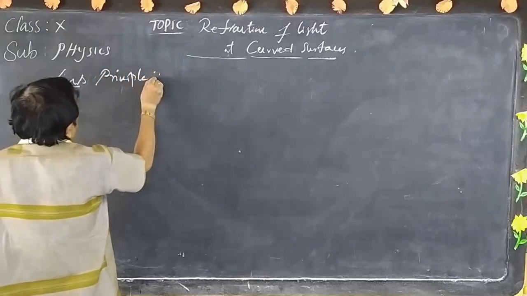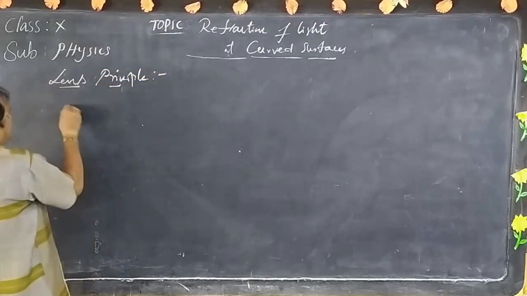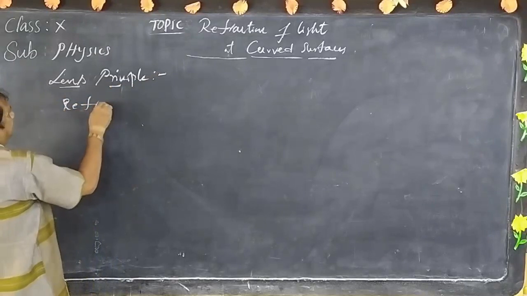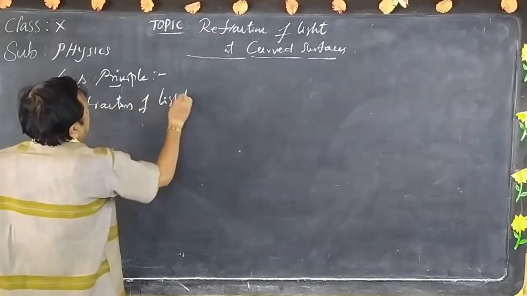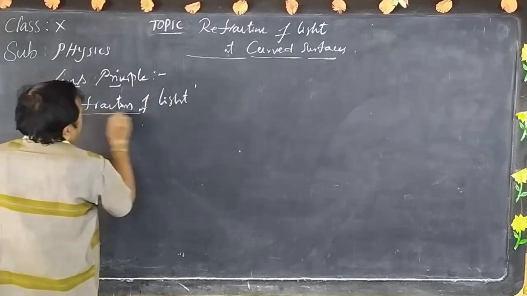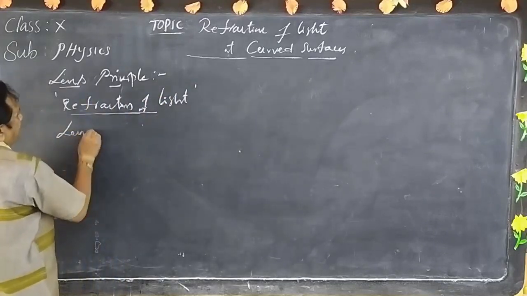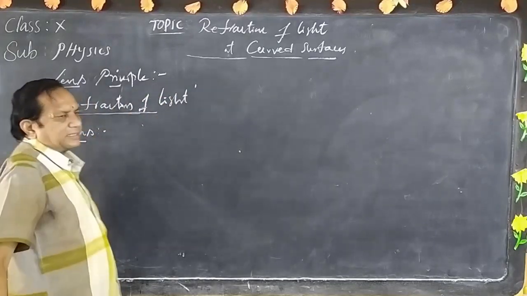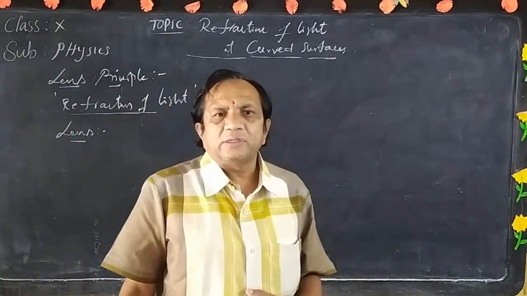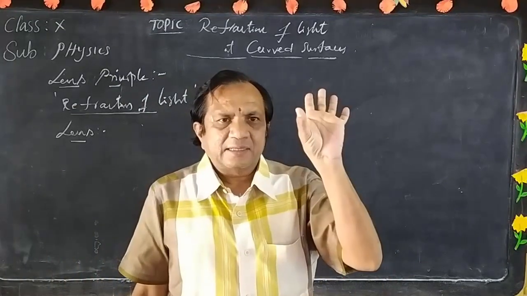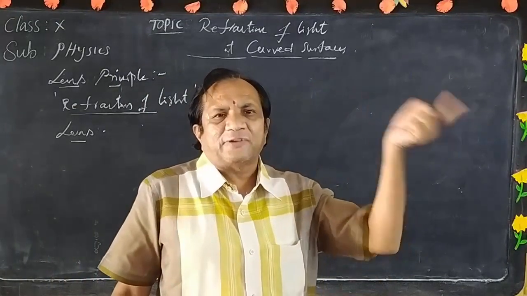So what do you consider the principle of lens? Refraction of light. It is the main principle involved in it. By this, lenses are constructed. Lenses are constructed by this principle, the refraction property only. On this basis we construct lenses, and mirrors on the basis of reflection.